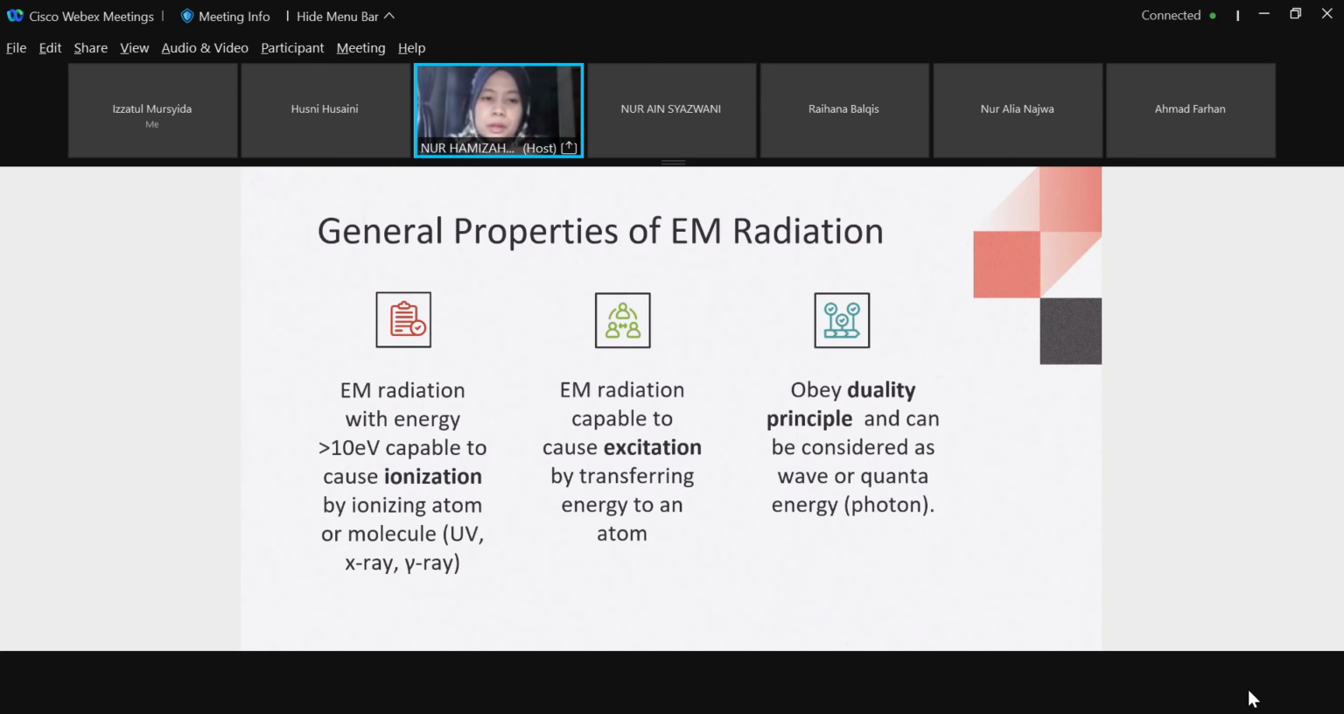Okay. So what you said about ionize, this one. Okay, ionization. It means the radiation has enough energy to ionize the atom. So these two are important, it is the basic. It is important for you to understand or to differentiate between ionization and also excitation. Okay. All right.